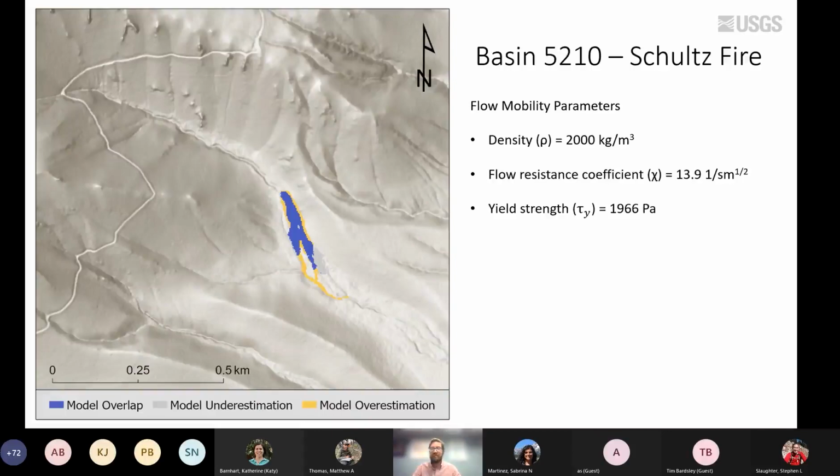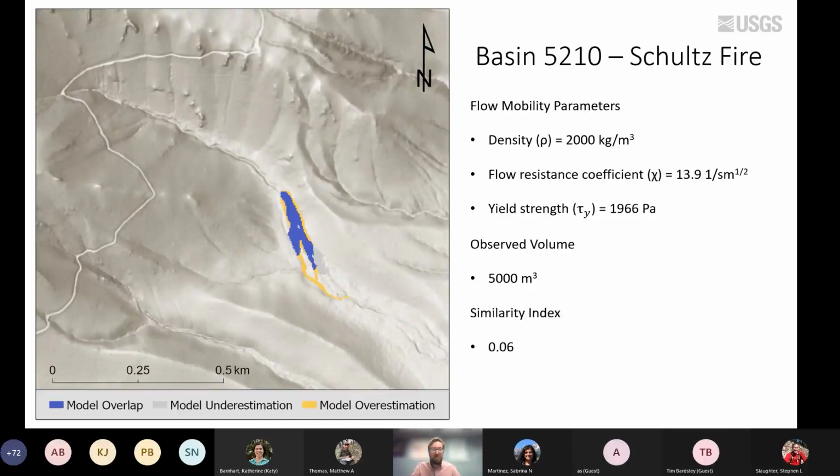So here we see the output, the calibration for the Schultz fire basin. And so we can see the flow mobility parameters. For this particular scenario, we held the density constant. And we see that generally speaking, the combination of the flow resistance coefficient and the yield strength is similar to what we observed at the flag fire, a pretty low flow resistance coefficient and a high yield strength compared to what we saw in Southern California. And we used the observed input volume of about 5,000 cubic meters and got a similarity index of 0.06.